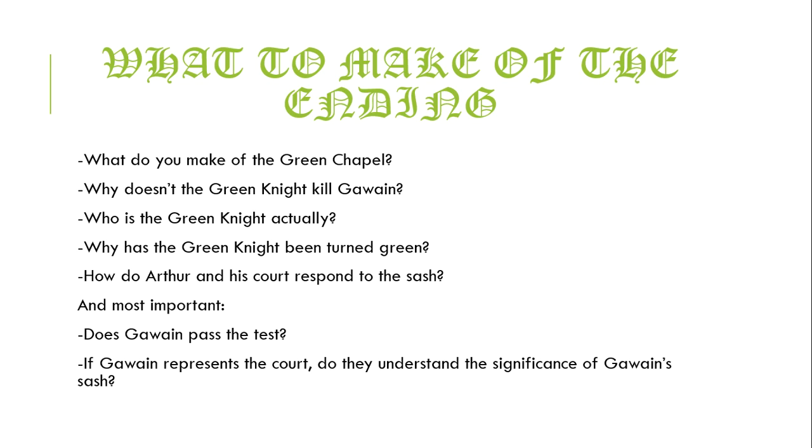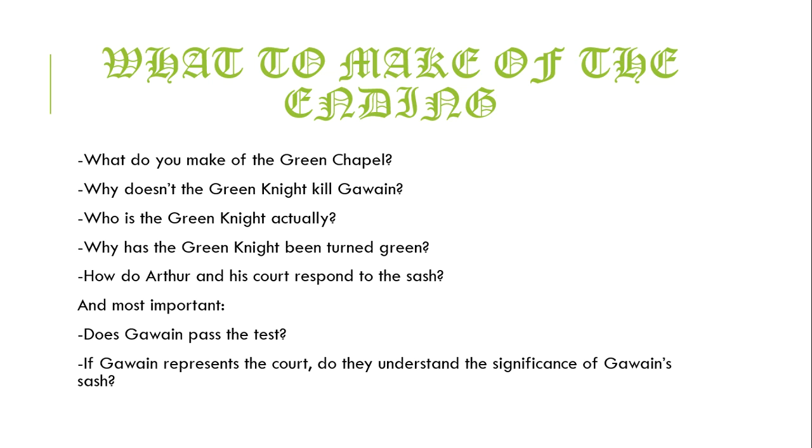So what do you make of the ending? Well, first of all, some other things to look at. The Green Chapel, it is not what Gawain thinks. It's actually probably a funeral barrow, much like you'd find in Beowulf. See if you can figure out why the Green Knight doesn't just kill Gawain. Who is the Green Knight actually? His real identity is revealed. Why is he turned green? Who's done this to him? That's revealed as well. And finally, how do Arthur and his court respond to the sash that Gawain takes back with him?